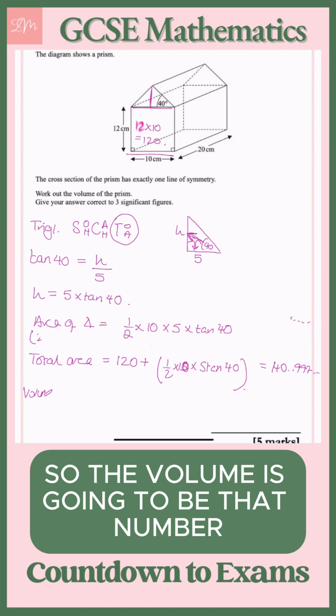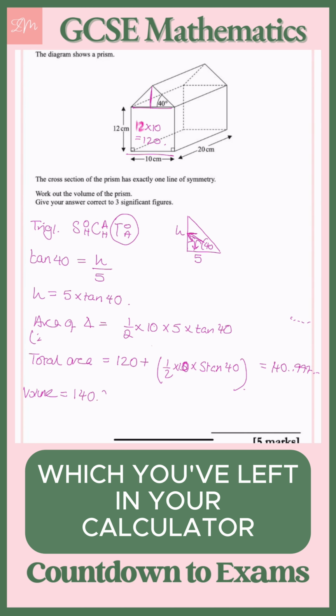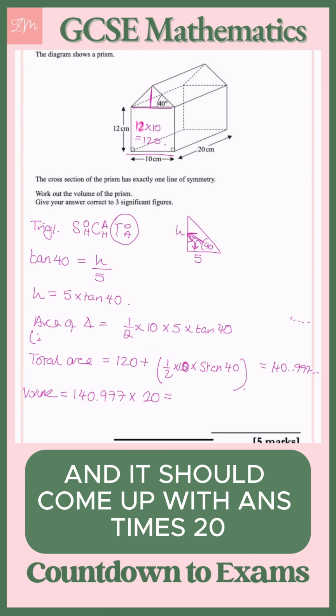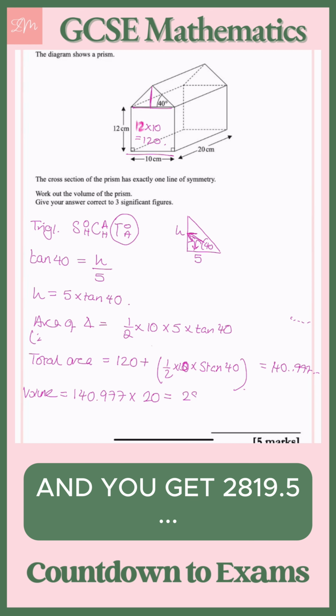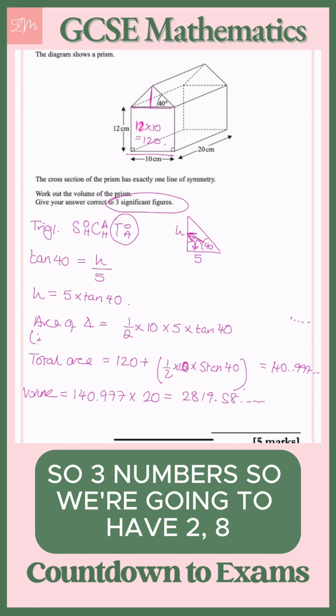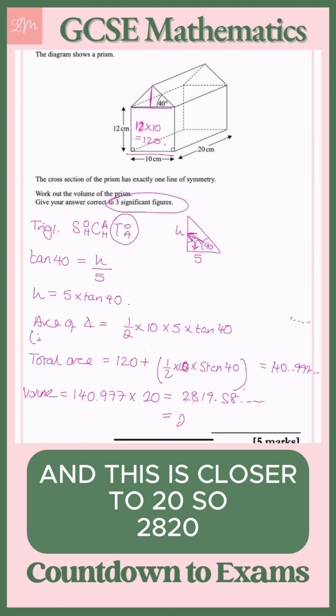So the volume is going to be that number which you've left in your calculator, so you just press times 20 and it should come up with answer times 20 and you get 2819.5. We want 3 significant figures, so 3 numbers. So we're going to have 2, 8, and this is closer to 20, so 2,820.